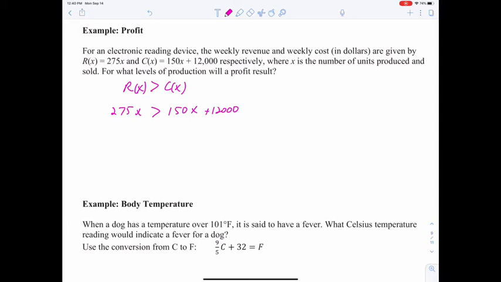So subtract 150x from both sides, and we should get 125x is greater than 12,000. Divide both sides by 125, right? Because we're dividing by a positive number, so we're okay. We don't need to flip the inequality. So x is going to be greater than 96, in this case, units, right? There we go.